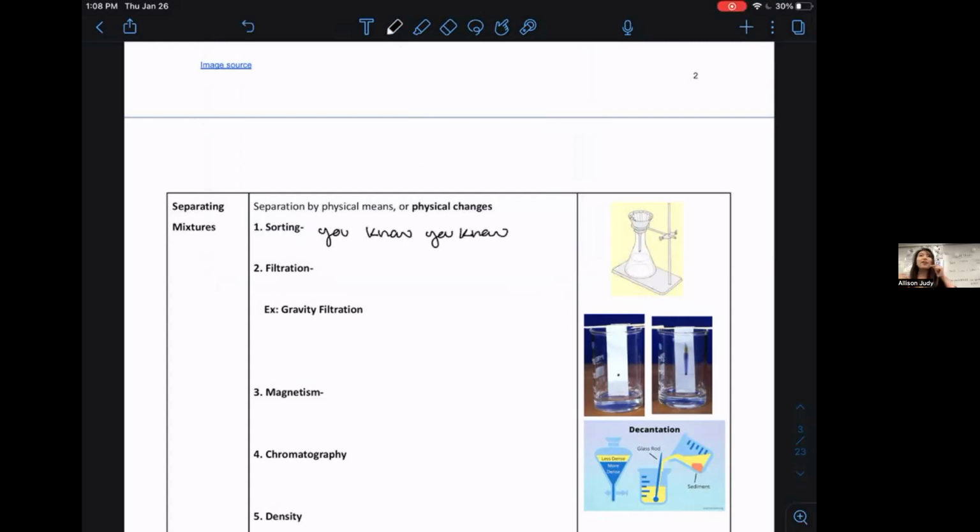Now what about filtration? Filtration is a little bit more unique. Filtration uses, physics people, your favorite force, gravity, to separate usually different size particles and specifically different states of matter of a solution. So for example, if you have a sandy sample, have you ever tried to get sand off the beach and you get water too with it?